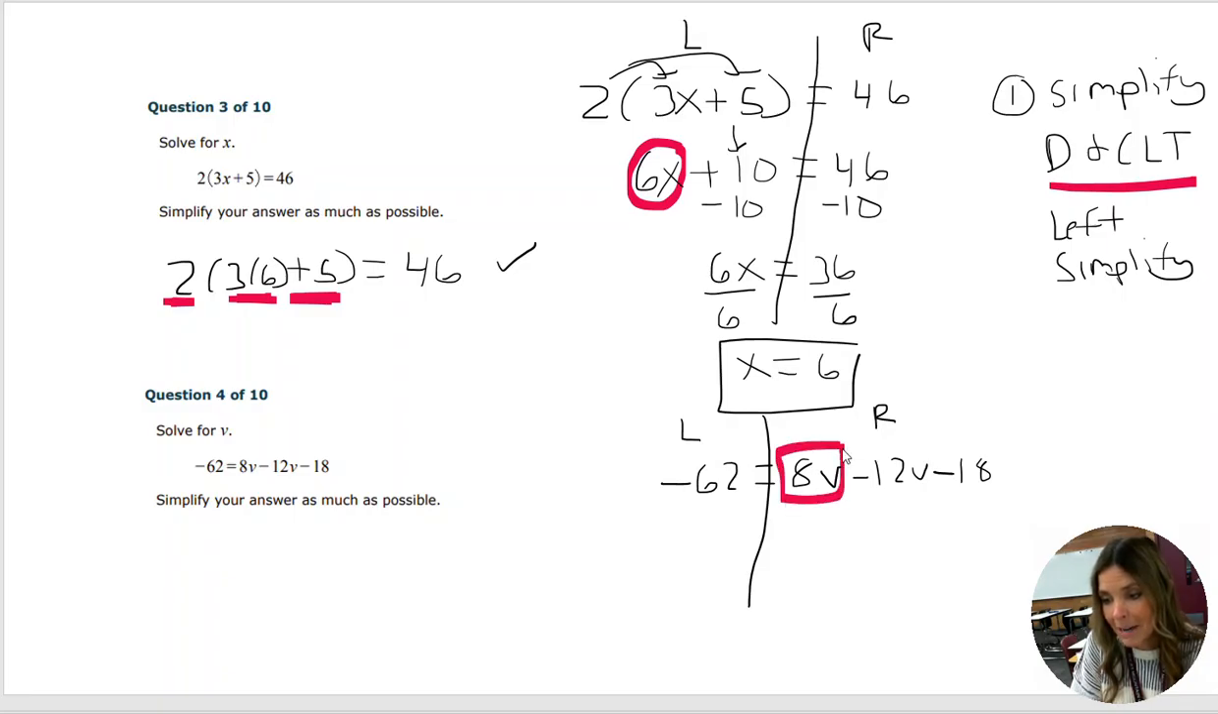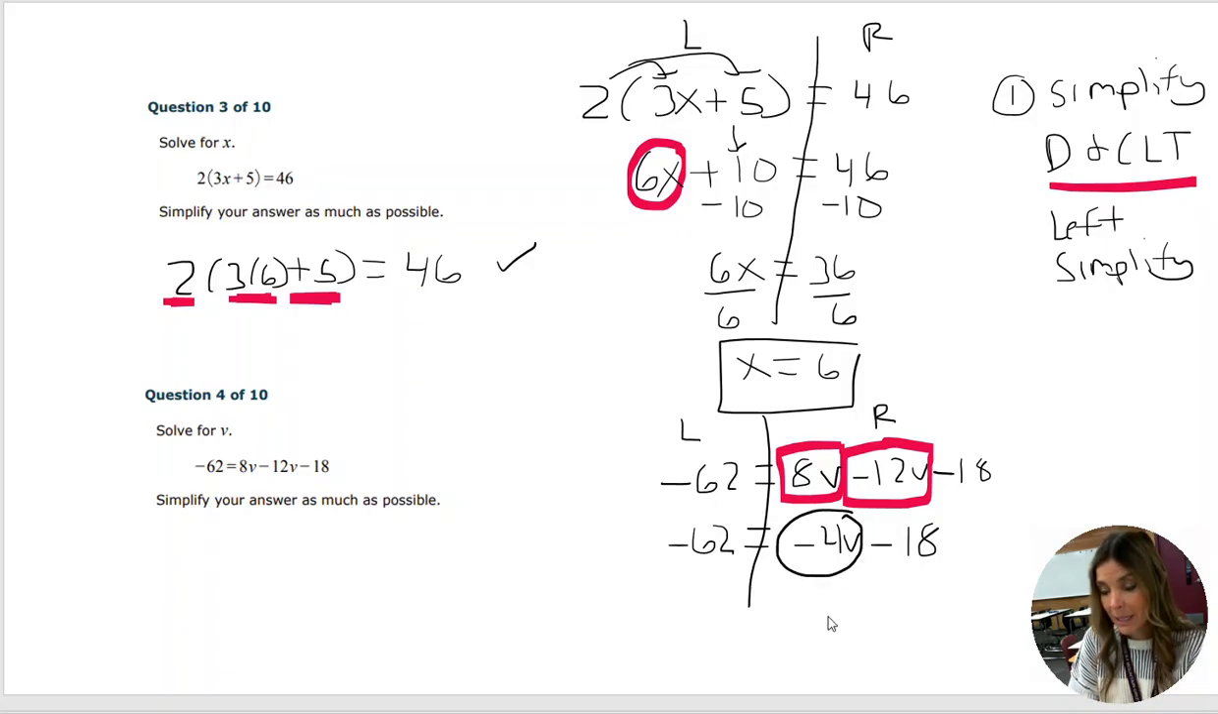So this is an 8v, this is a negative 12v. Because they both have a v, we can combine their coefficients and we'll have negative 4v, negative 4 times v, and then we have subtract 18 is equal to 62. Okay, next step, find your variable term, circle it, figure out what's happened to the variable so that you can undo that to be left with just the variable. So we can see that this variable is being multiplied by negative 4, 18 is then being added to that, or subtracted from that. So first thing we get rid of is the negative 18.